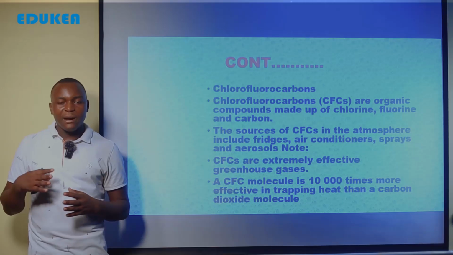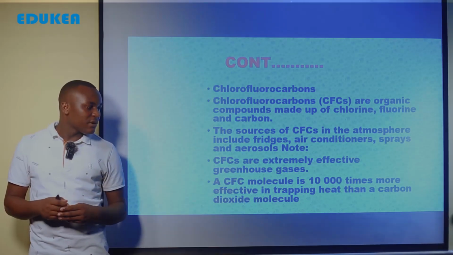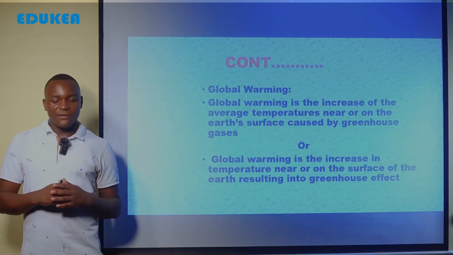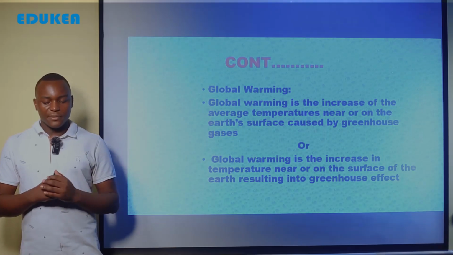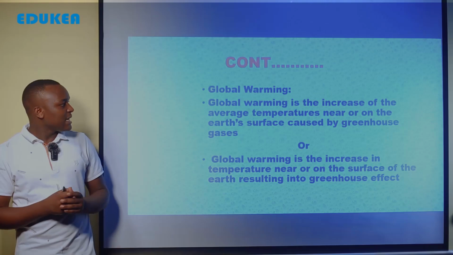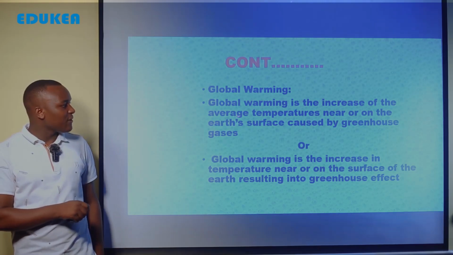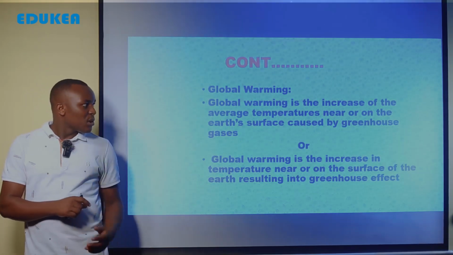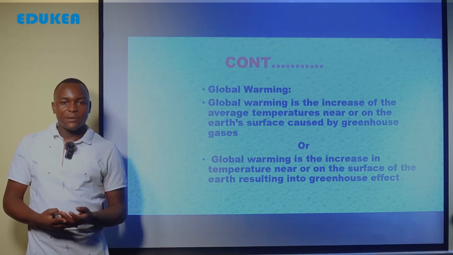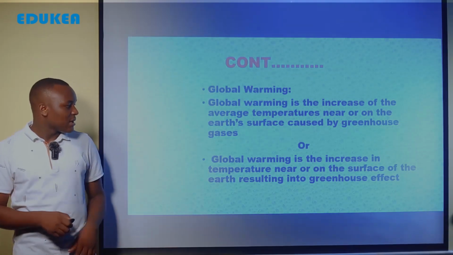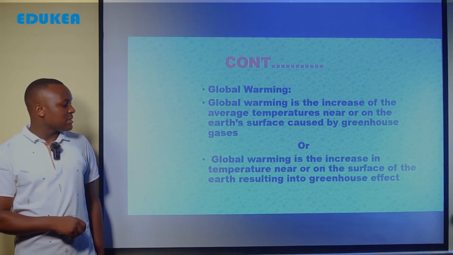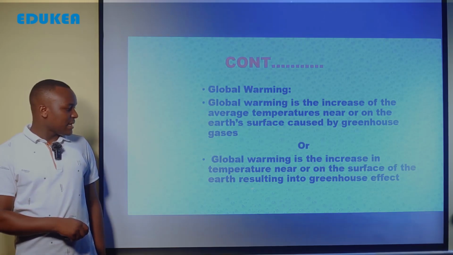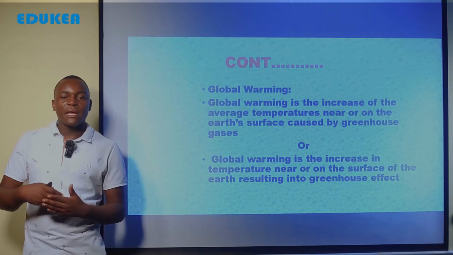So that is all about the greenhouse effect. Now let's look at global warming. We say that global warming is the increase of the average temperature near the Earth's surface caused by the greenhouse gases. So global warming ni ile average increase on the Earth's temperature ambayo inakuwa inasababishwa na greenhouse gases. Or sometimes you can say global warming is the increase in the temperature near or on the surface of the Earth, resulting into greenhouse effect. Kwa ile excess or ile abnormal increase in the Earth's temperature, which results from the greenhouse effect, is what we call global warming.